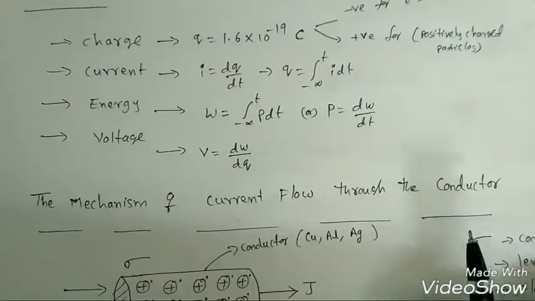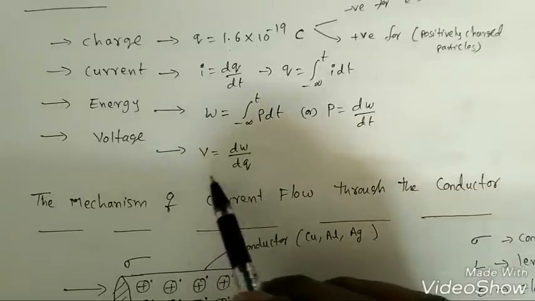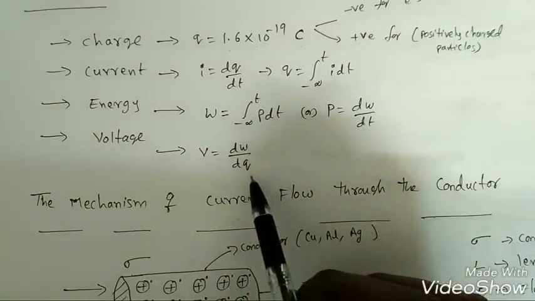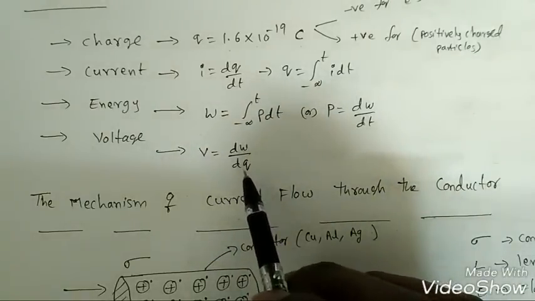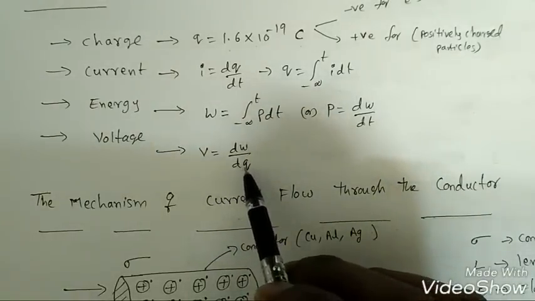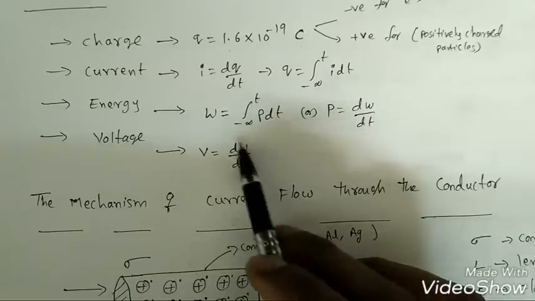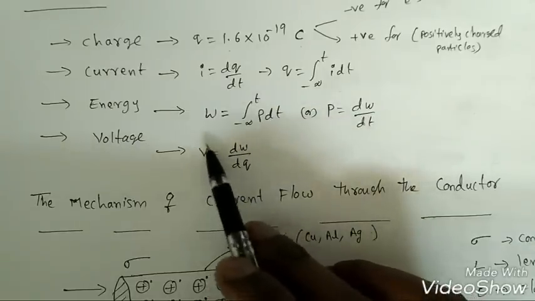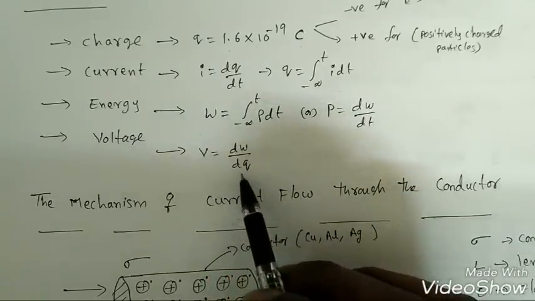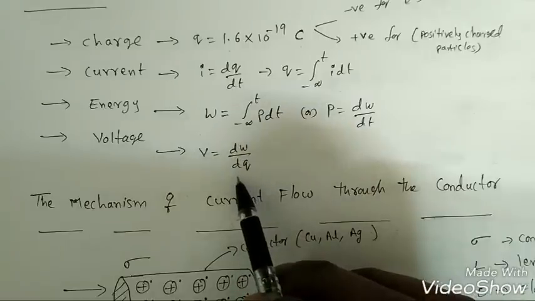Now, what is a voltage? Voltage is defined as the work done per unit charge. When we are doing some work to move a unit charge, the work done is called the voltage V. So V is dW by dQ, the work done per unit charge.